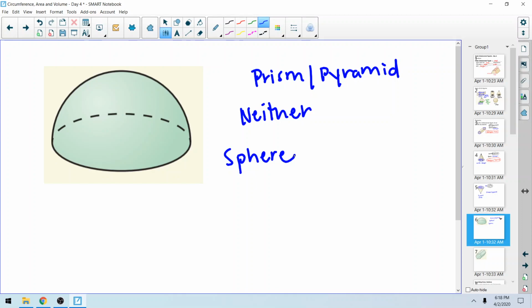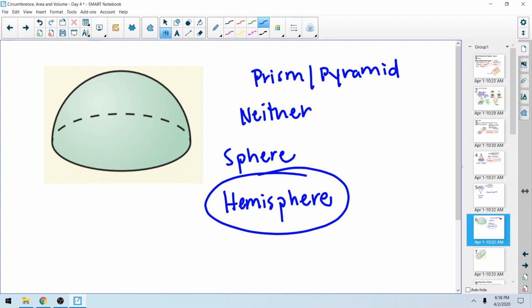It's half a sphere. So think about like the Earth, and if you're talking about the top half of the Earth or the bottom half of the Earth, this is a hemisphere. And I hope I spelled that right. If I didn't, call me out on it. I'm not a good speller.